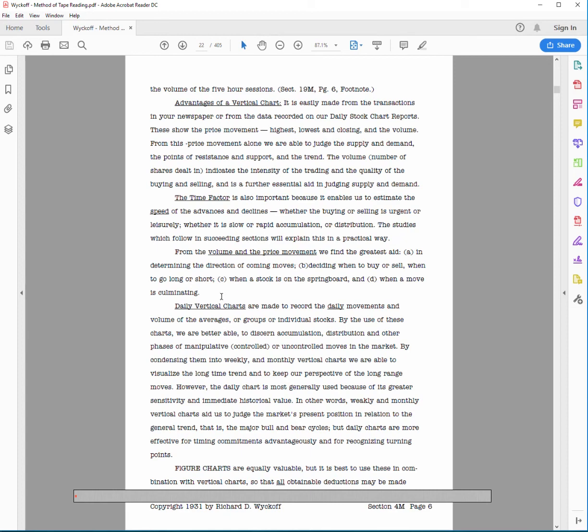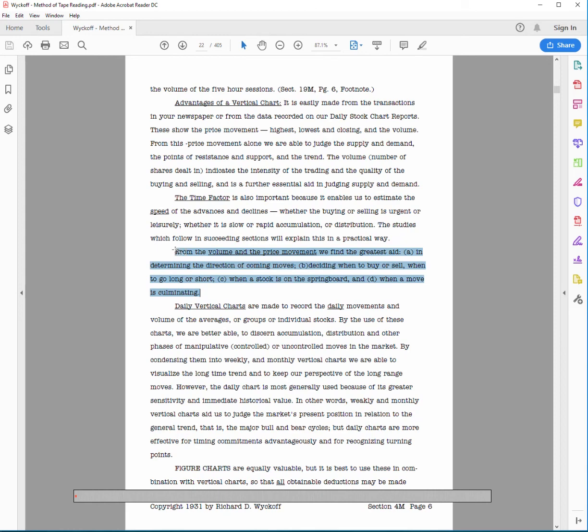So when market is on the springboard and when a move is culminating, the low volume would show when supply and demand has dried up, and high volume would show a transfer during a climax, the transfer from one side to the next of contracts, shares, or whatever. So this is all judged by volume. In fact, there's actually much more to this.